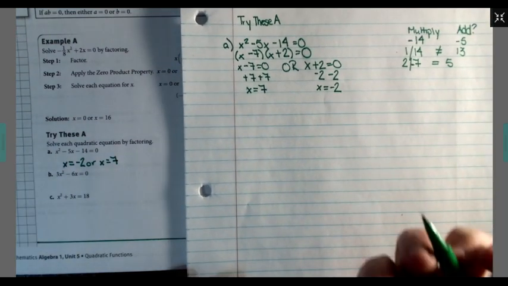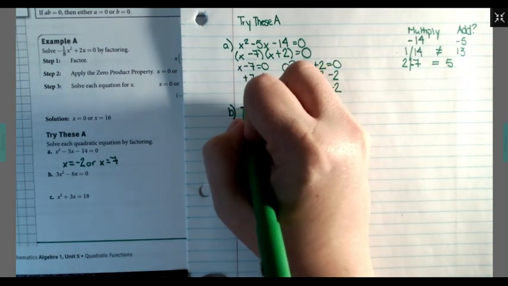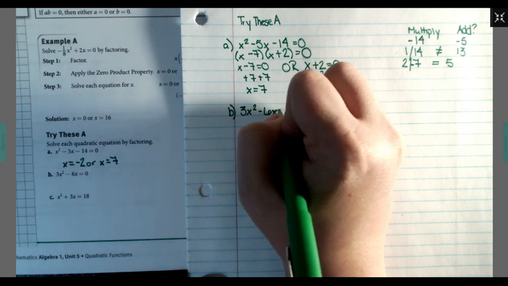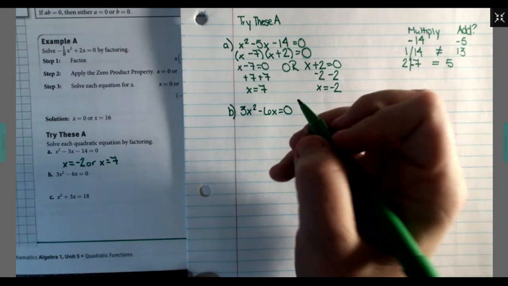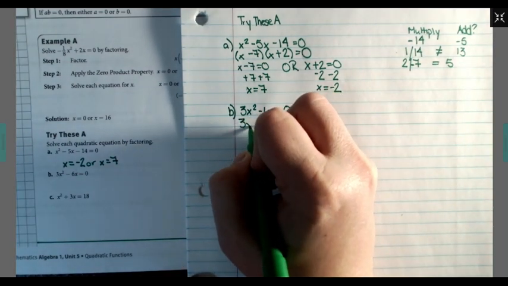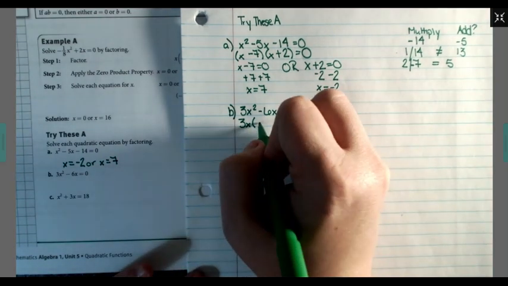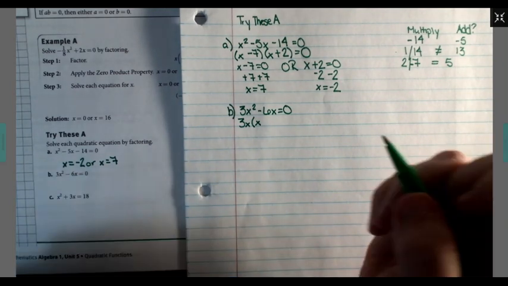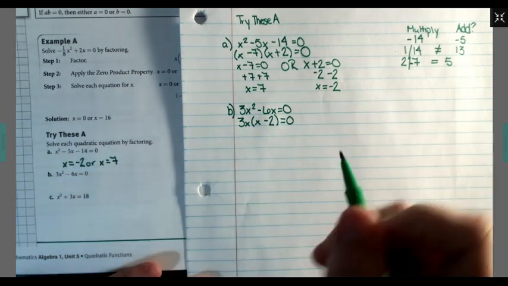Let's take a look at B. Three x squared minus 6x equals 0. Well, we have a GCF here. That GCF is 3x. What times 3x gives me 3x squared? X. What times 3x gives me negative 6x? Negative 2. We're going to set this equal to 0.